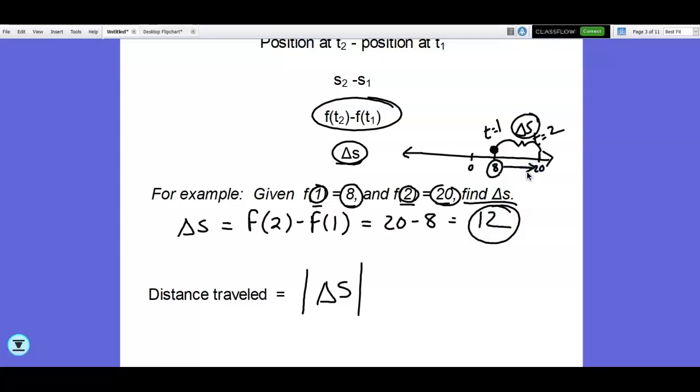So in other words, the position increased. So I ended up with a positive delta S. A negative delta S would mean that my position decreased, okay? But distance doesn't really care about increase or decrease. It just cares about the number itself. So the distance of this object here is the absolute value of 12, which is 12. But remember, delta S can be positive or negative, whereas distance is always positive. When we talk about distance, it's always in terms of positives.